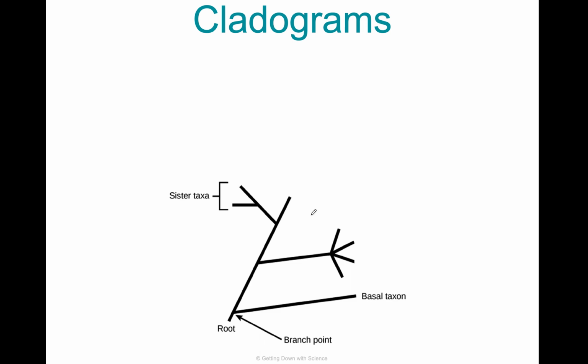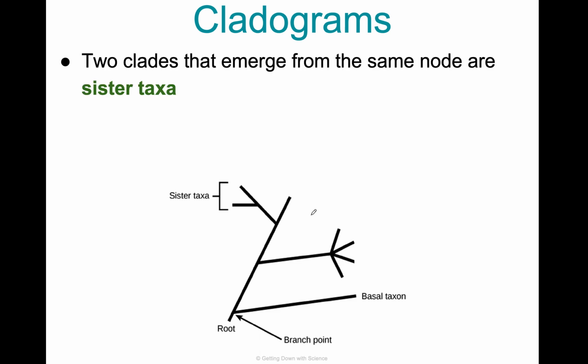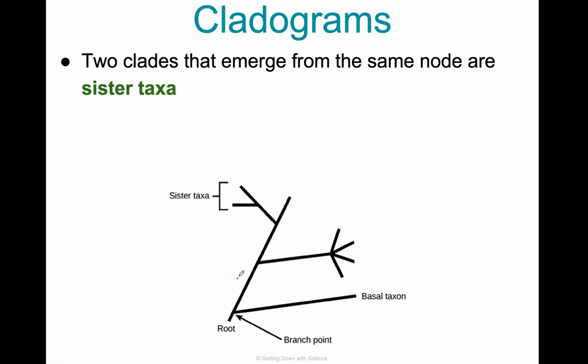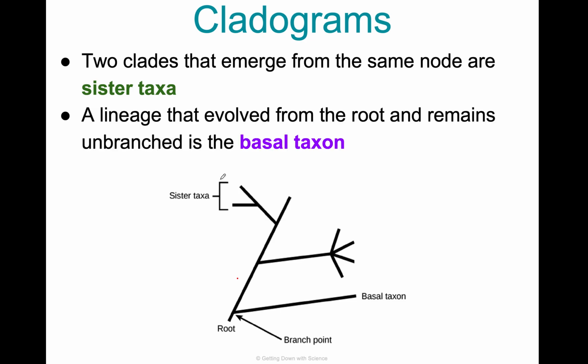Great. And here's a cladogram. Taxa that emerge from the same node, we call them sister taxa. Remember, biology is feminine, so we have the sister taxa, sister chromatids, daughter cells, all of that. So we call them sister taxa. The lineage that evolved from the root and remains unbranched is the basal taxon. So you can see here, there's your basal taxon. It is the longest lineage that is unbroken, that doesn't have these things coming off of it.